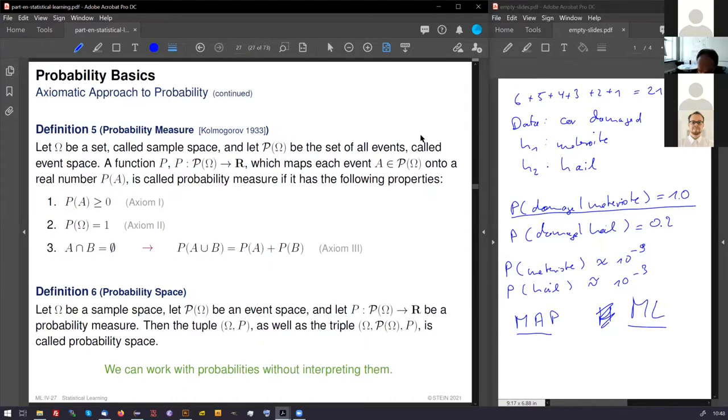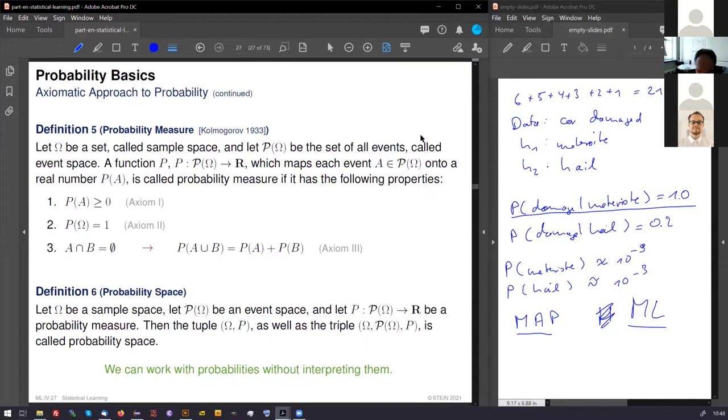Having this, we can work with probabilities without interpreting them. We don't need to know what it means that in 30% of our cases this happens, or that it is very likely that this happens. We simply take numbers and compute with them. And the interpretation is left completely to ourselves as a private decision.